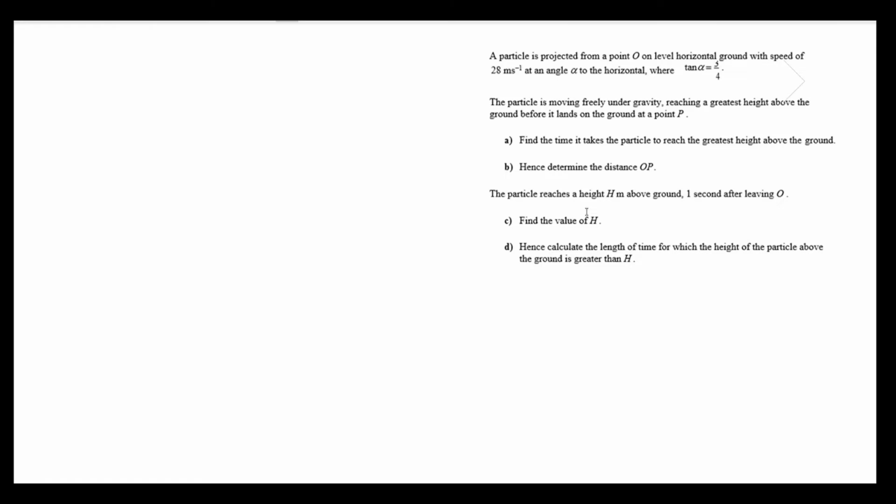Let's just set up our diagram. The particle started from level horizontal ground, so there's no platform for this question. Here's the expected flight path, and here's the original angle of projection with a velocity of 28 meters per second. I'm just going to quickly add on the components for that initial velocity. I have 28 cosine alpha and 28 sine alpha.